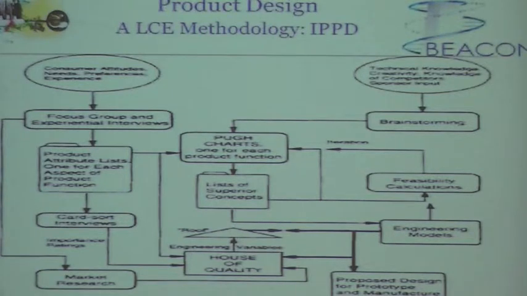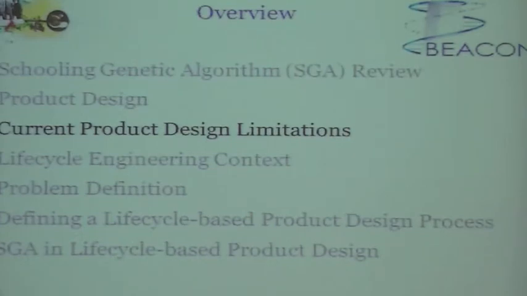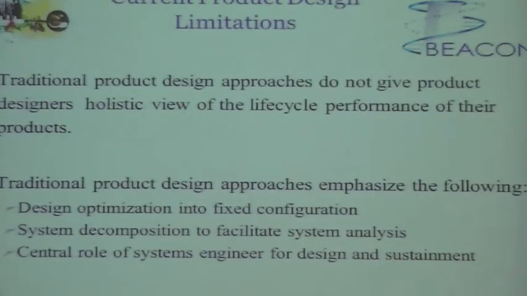But the problem is this methodology, which is still prevalent today among others, does not really take advantage of the fact that today objects such as a car are smart, and they have those high-tech tools, they have that capability of thinking on their own. And this brings us to the current limitation of product design. So the limitations are that traditional product design does not give the product designer a holistic view of the life cycle performance of their product.